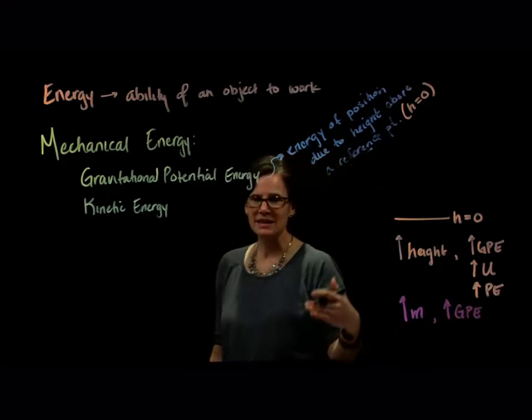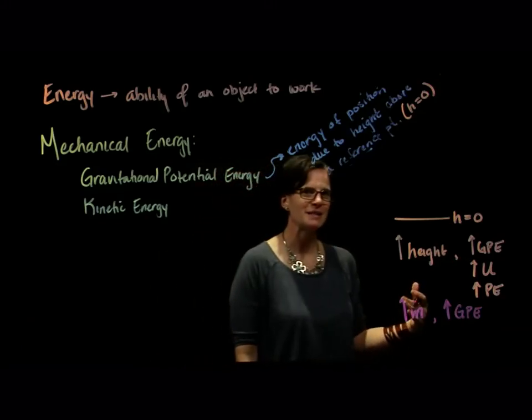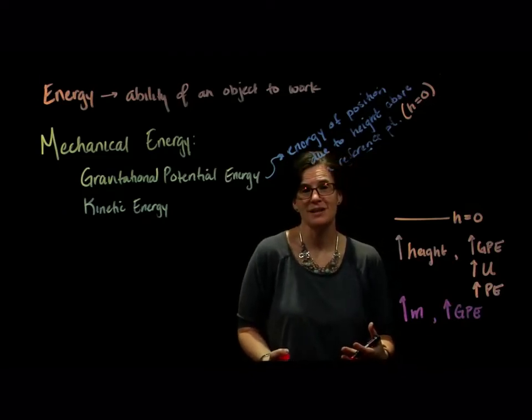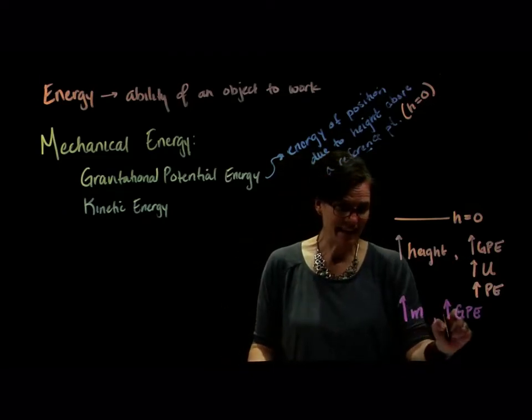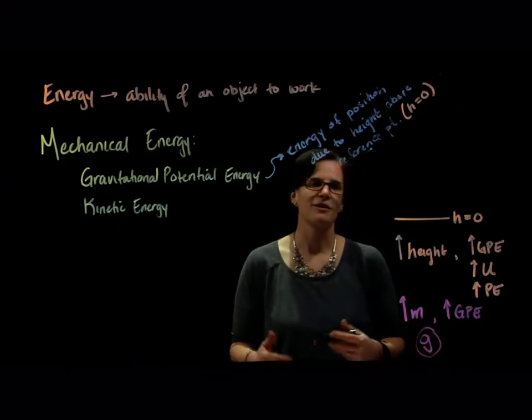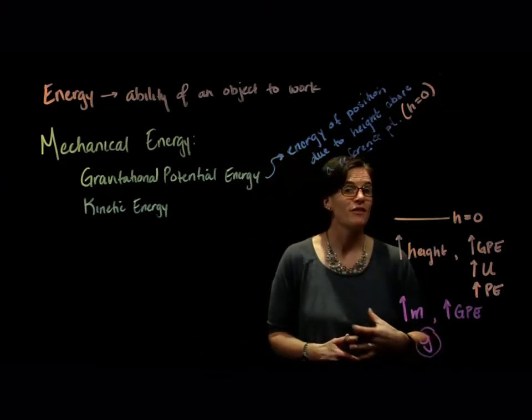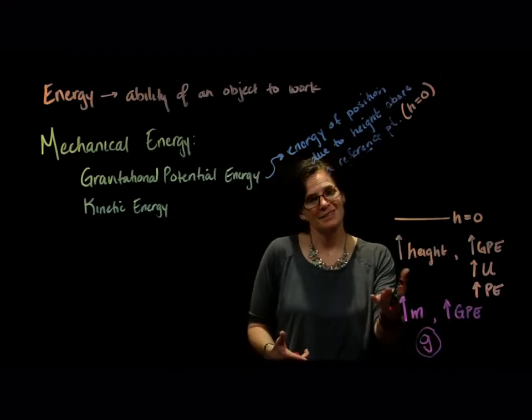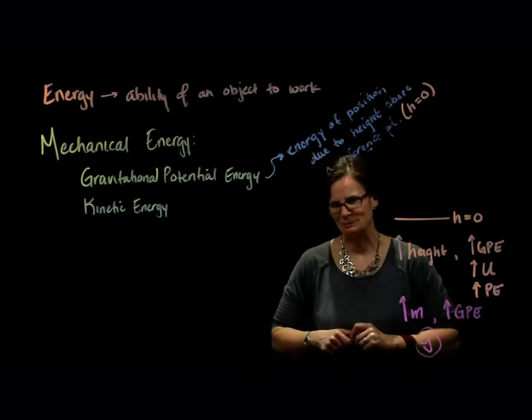So both of those things play an important role, and part of the reason the mass plays that important role is because of the weight of the object. And the other thing that's related to gravitational potential energy is our gravitational constant g. So if I were to go to the moon, the amount of potential energy I have is actually less, because the gravity is less at the moon.